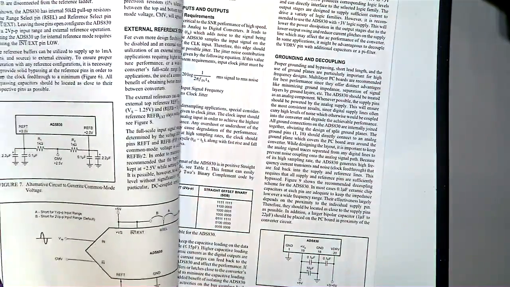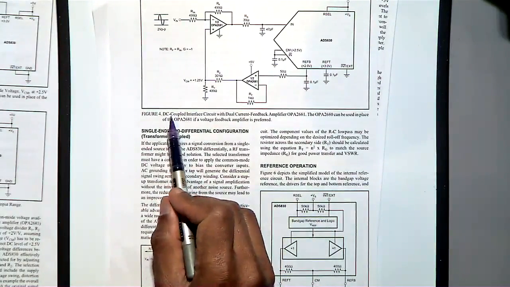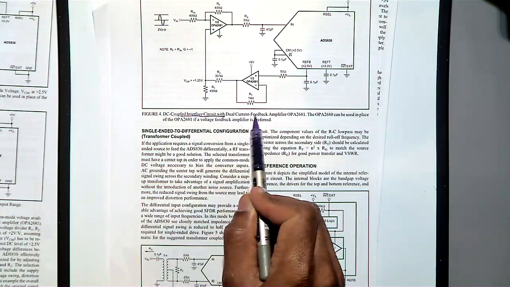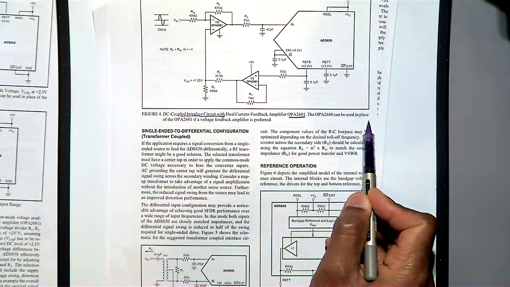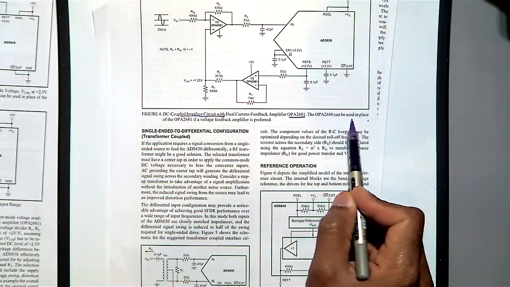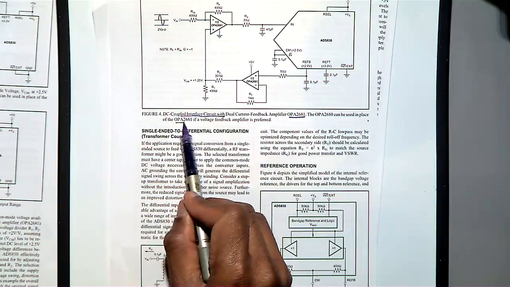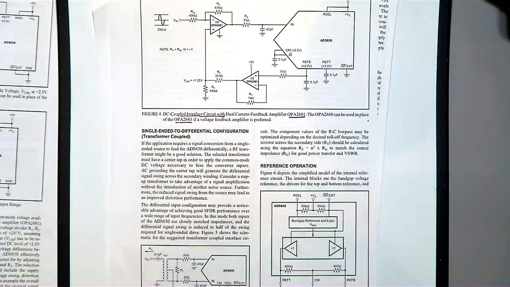So when you come here, the DC coupled interface circuit with the dual current feedback amplifier OPA2681, and then OPA2680 can be used in place of this OPA2681 if a voltage feedback amplifier is required. So you don't have to, they are giving lots of options.